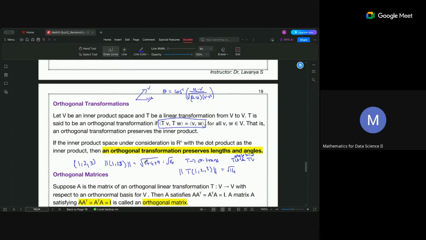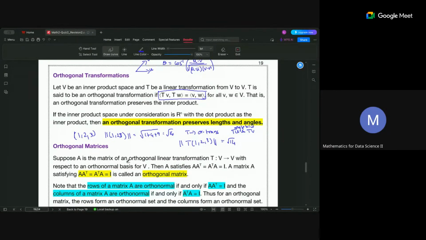Okay. So now what are the important properties of their matrix representation? Let us say A is a matrix representation of an orthogonal transformation. What are the properties it satisfies? It satisfies the property that A A transpose equals A transpose A equals I. A matrix satisfying this property has some other name. What is that? This is a standard form of matrix.